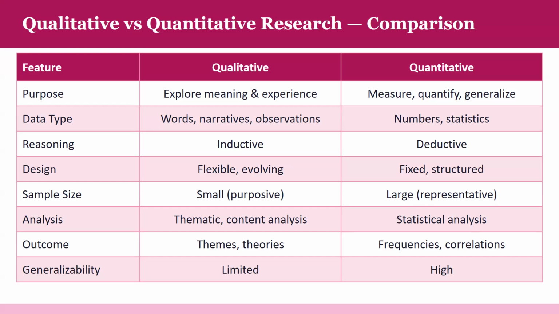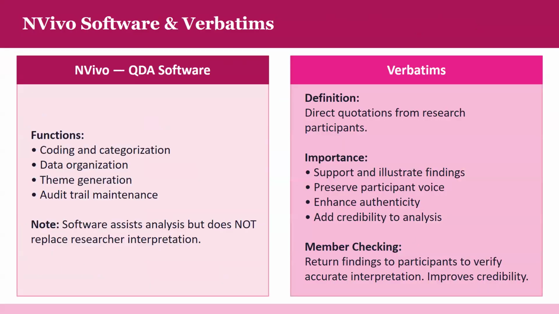The sample size is small in qualitative and large in quantitative. Thematic and content analysis is done in qualitative, while statistical analysis is done in quantitative. The outcomes are themes and theories in qualitative, while frequencies, correlations, and different things in quantitative. Generalizability is limited in qualitative, while high in quantitative research. And there are so many other differences as well. This is just a summary.